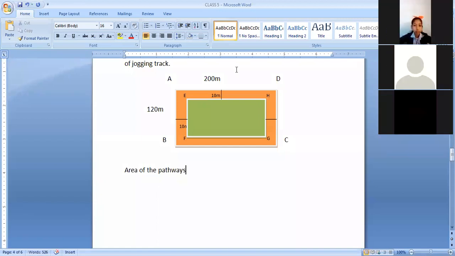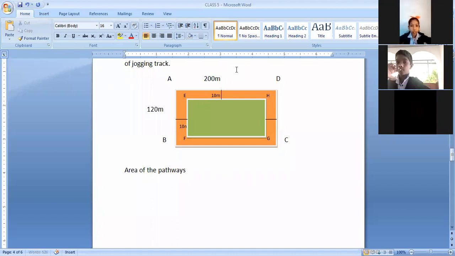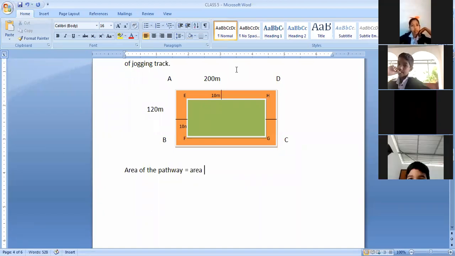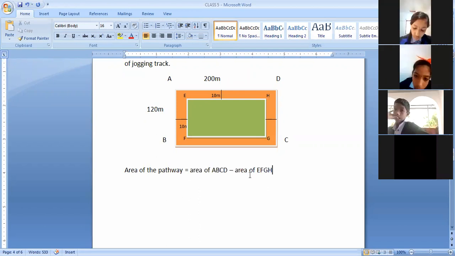Screen share. Can you see my screen? Okay, can you see, miss? I think it's your network issue. Area of the pathway will be equal to area of ABCD minus area of EFGH. Area of ABCD minus area of EFGH. Correct.